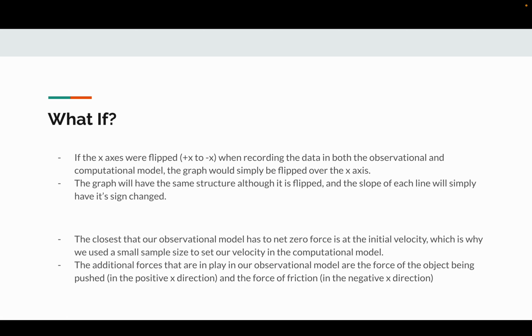Next, the closest that our observational model has to net zero force is at the initial velocity, which is why we used a small sample size to set our velocity in the computational model. And the additional forces in play in our observational model are the force of the object being pushed in the positive x direction and the force of friction in the negative x direction.